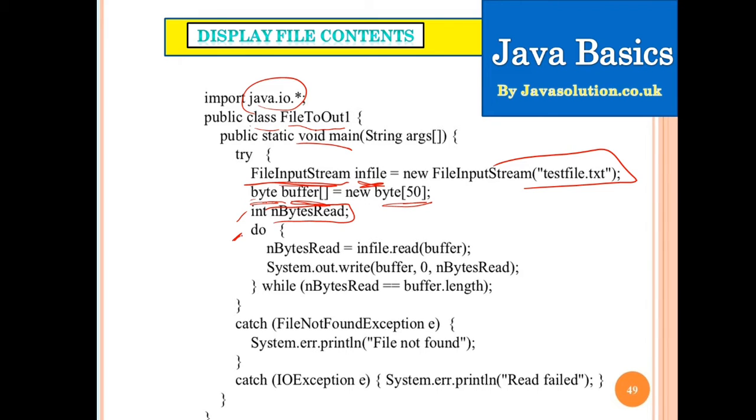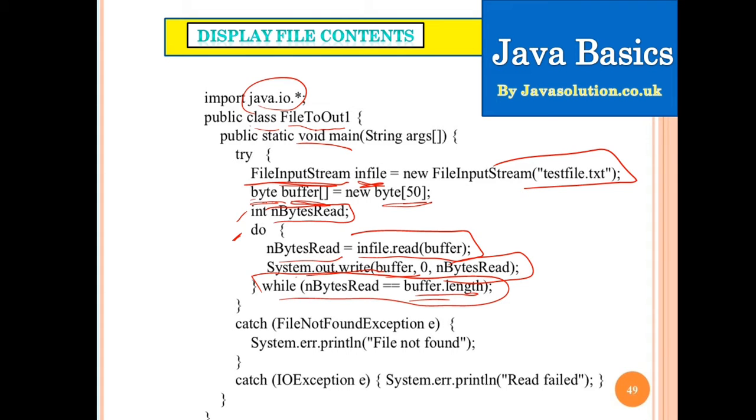This is my do-while loop, which will run at least once. It reads whatever is inside the file into the buffer, assigns the count to the variable, and then prints out the buffer, the characters it reads. It will continue until it reaches the end of the file, checked against the buffer length.